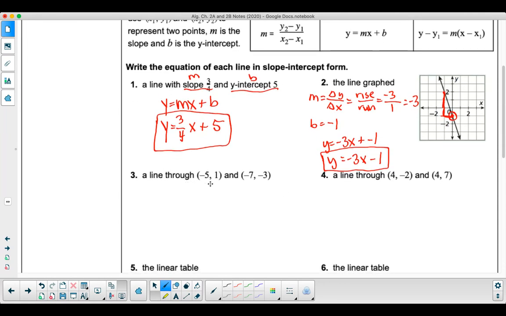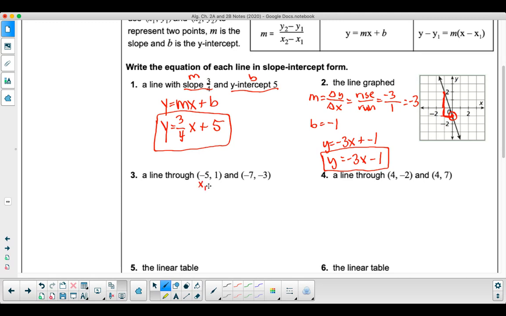All right, now to write an equation of a line that goes through these 2 points, we're going to need the slope and the y-intercept. So this is going to be a 2-step problem. So first we need to find the slope, and since we are given 2 points, we are going to use the slope formula.